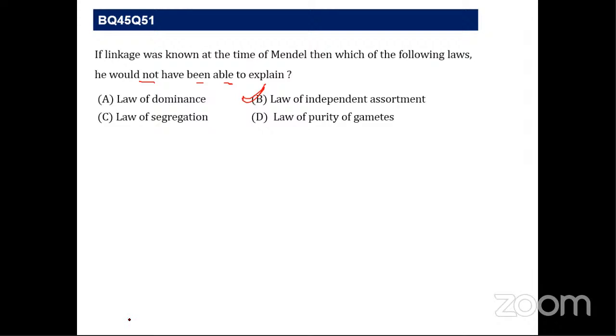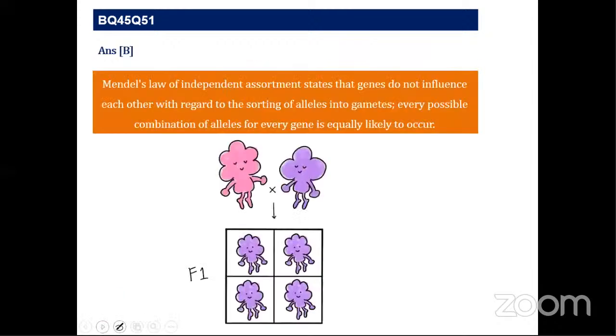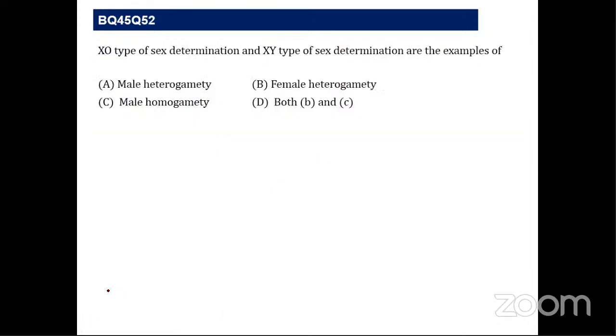All right, everyone, let's start with today's session. In the last session, we had done till this question. Now the next question: XO type of sex determination and XY type of sex determination, they are the examples of. So in today's session, we'll be taking up the questions mainly on the sex determination part. Find out the answer.